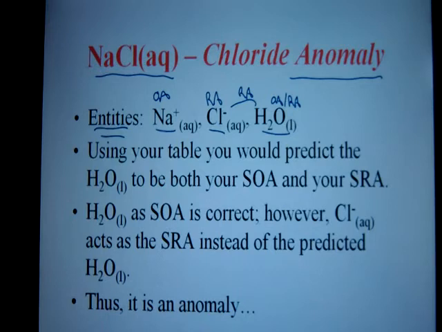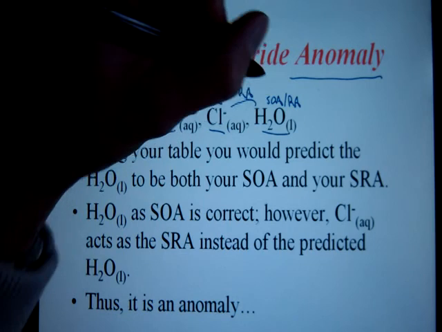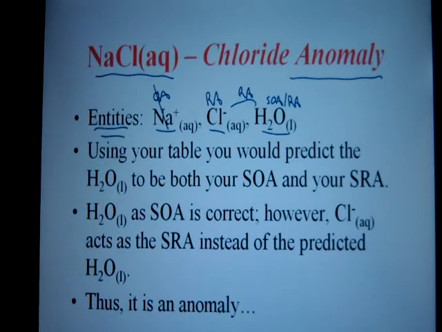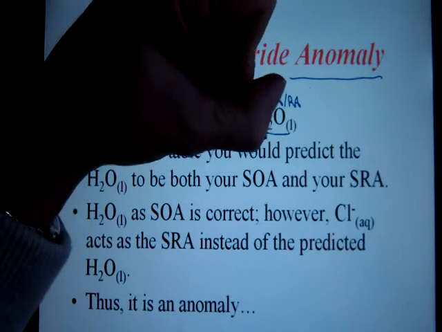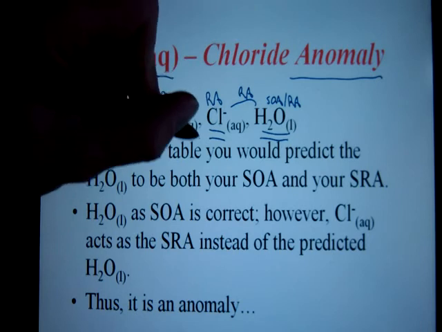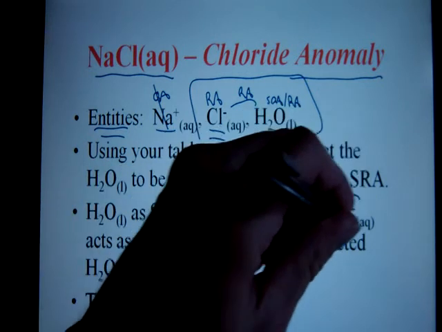Then we decide which is the strongest of each. Well, between sodium and water, water is my SOA, as normal, as predicted. However, this is where the difference is. Although water appears to be your SRA on your table, it is lower down than chloride. However, when you have just chloride and just water as your only two reducing agents, then the chloride acts as the SRA.